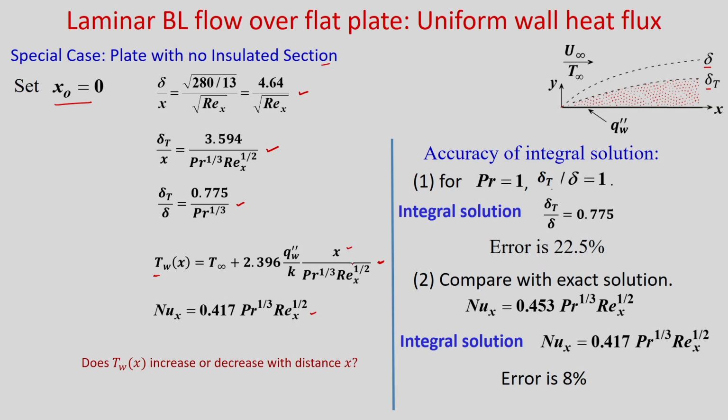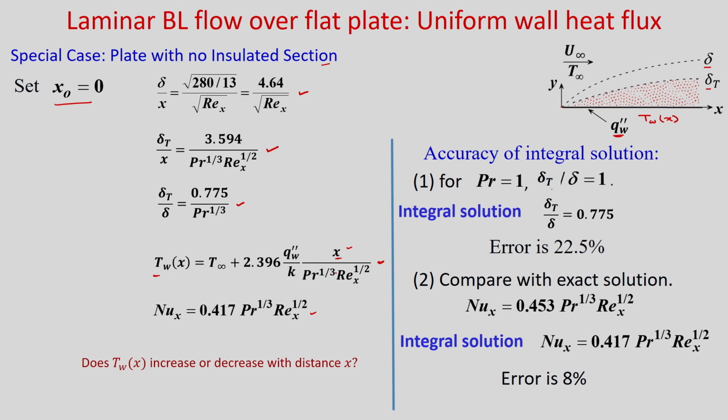You can see that you have here Re x, okay, x is there and also here x is there. So, you can see that your wall temperature will increase along x. So, although in this particular case you have this plate with uniform wall heat flux, T_W, which is a function of x, will increase along x.